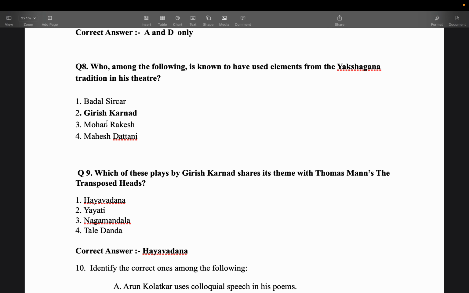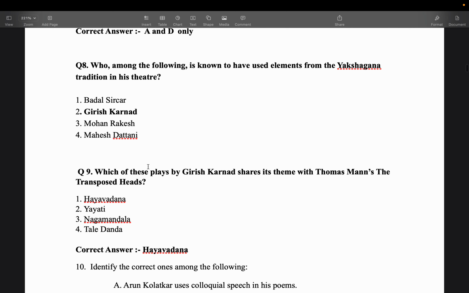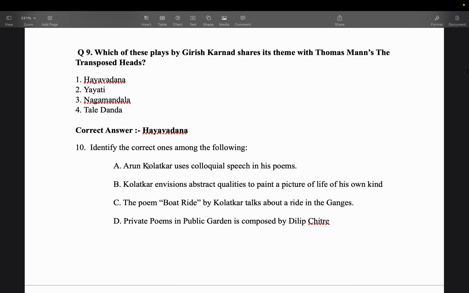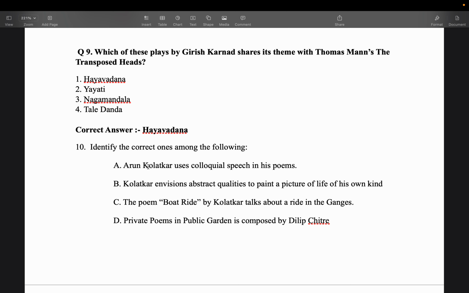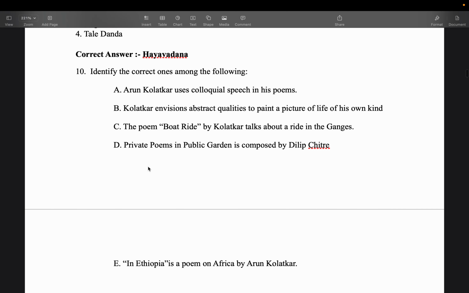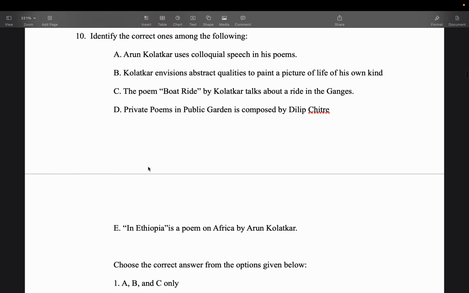Who among the following is known to have used elements from the Yakshagana tradition? Everybody knows Girish Karnad. It's famous. Which of these plays by Girish Karnad shared its theme with Thomas Mann's Transposed Heads? That's also very easy. Hayavadana. Identify the correct ones among the following.